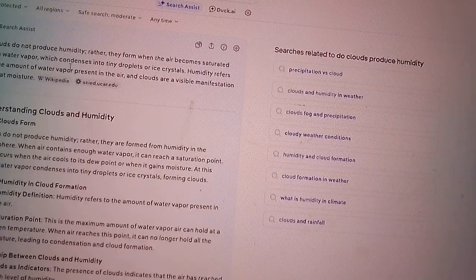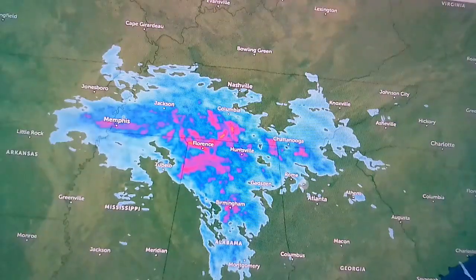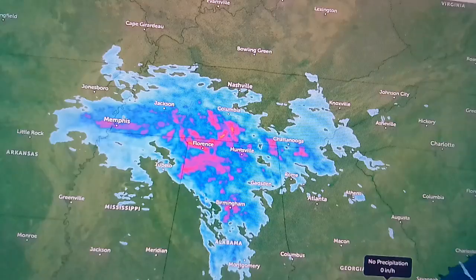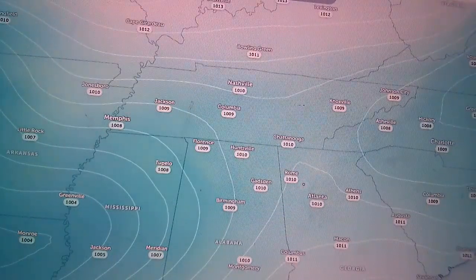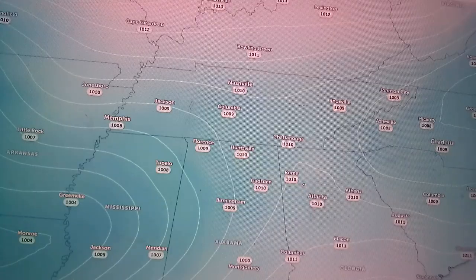Clouds do not produce humidity. Rather, they form when the air becomes saturated with water vapor. Now, my point. They install, with the weather modification, the gist of this is they install. Now they're calling for rain. I bet we don't get hardly any. We're still in a drought in Georgia.